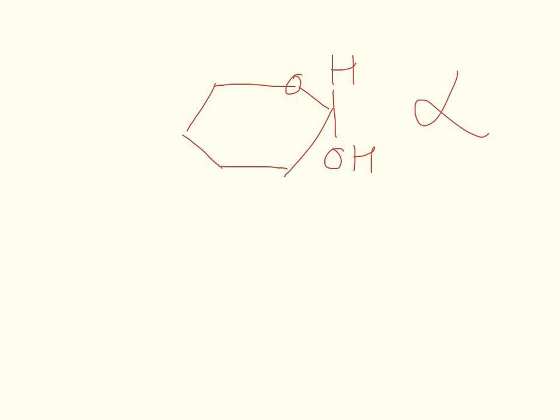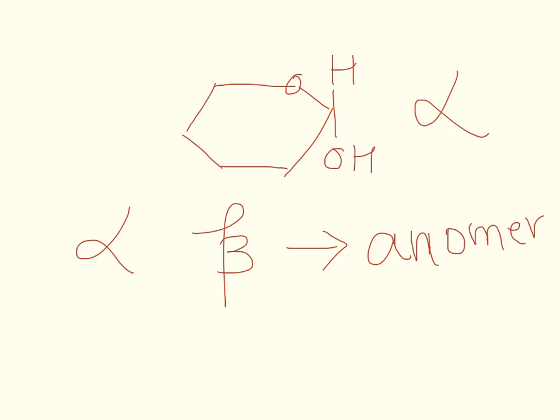Okay, so this has a choice. It can go above or below the plane of the structure. So this alpha form and beta form are 2 stereoisomers. And this type of stereoisomerism is known as anomerism. So these isomers are known as anomers. So this is the alpha anomer of D-glucose. So alpha D-glucose, and the previous one was beta D-glucose. Okay, so we introduce another term, anomer, here.